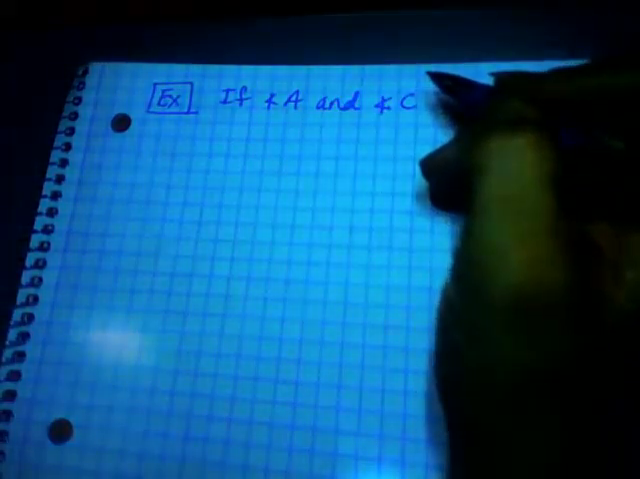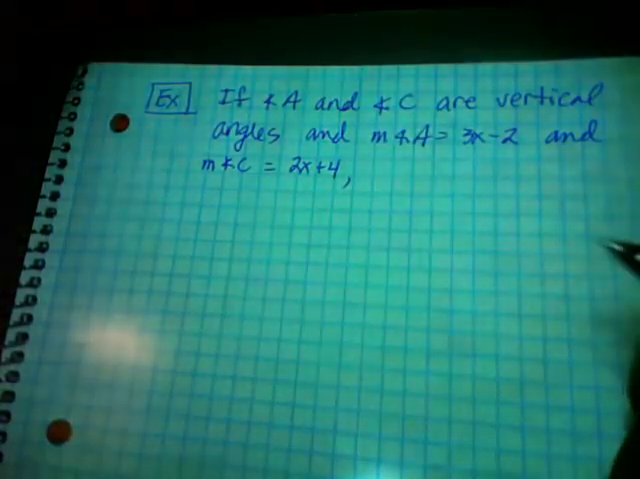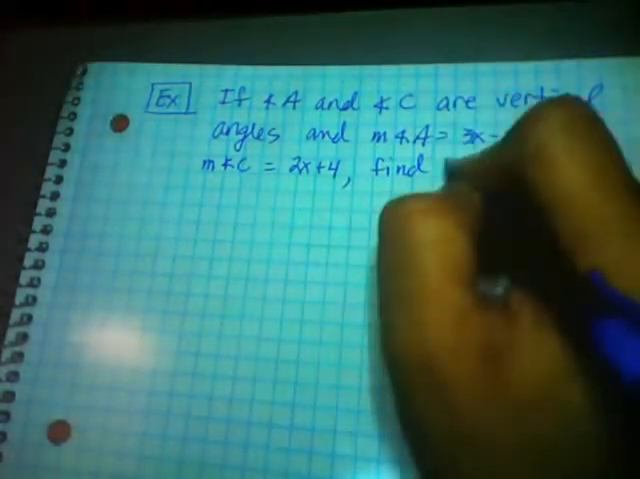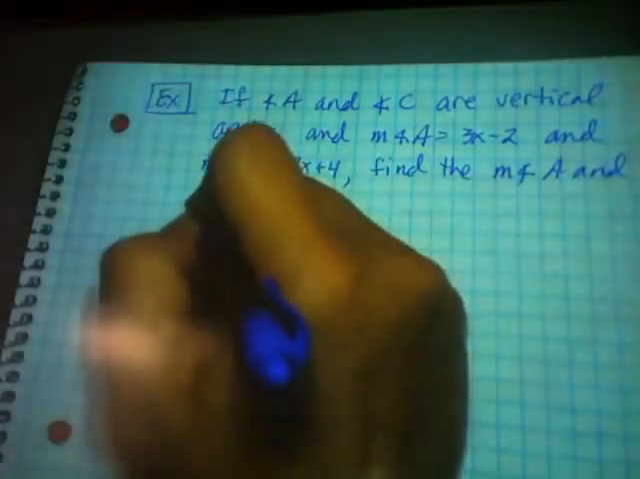If angle A and angle C are vertical angles, and the measure of angle A is equal to 3x minus 2, and the measure of angle C is equal to 2x plus 4, find the measure of angle A and the measure of angle C.